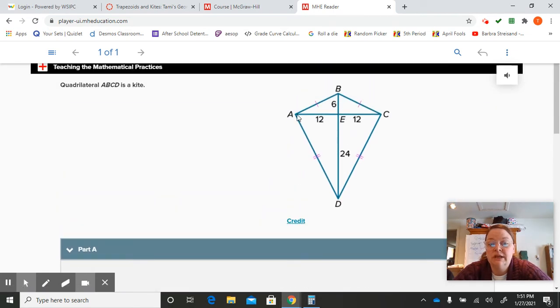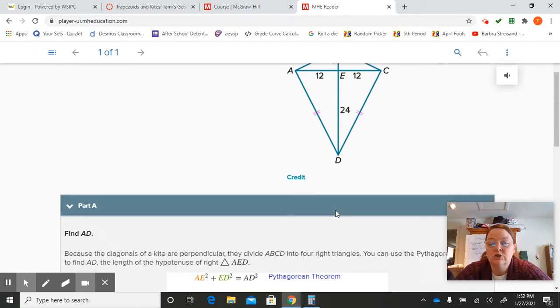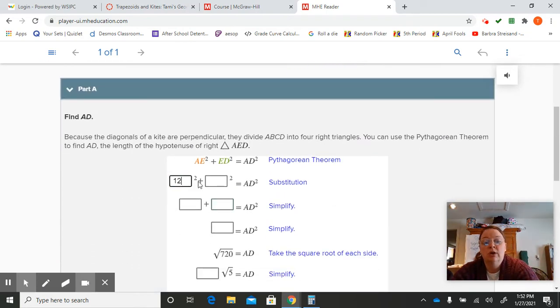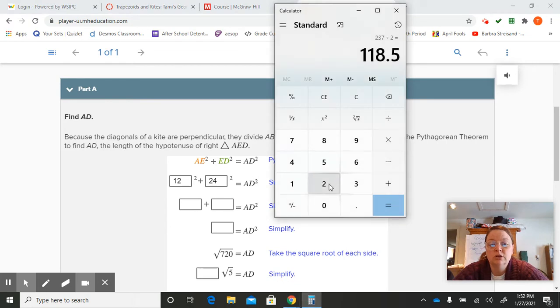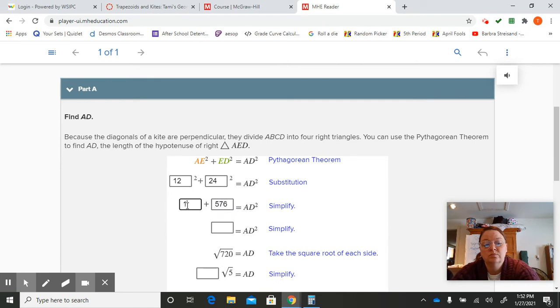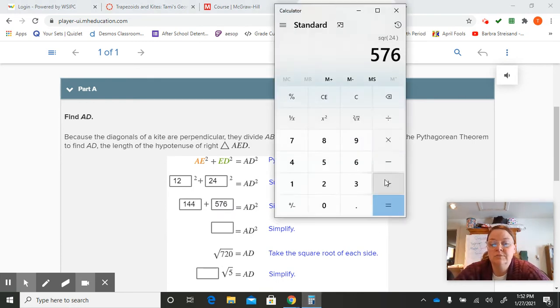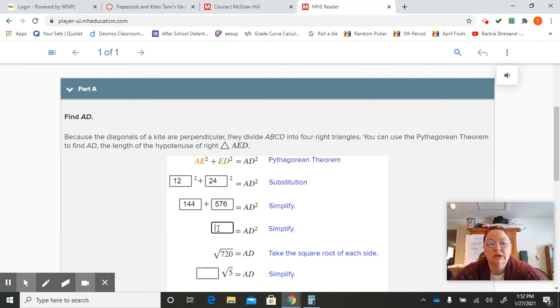So coming back up here, we said AE is 12 and DE is 24. So we're going to put in 12 and 24. Then we're going to square each of those. So 12 squared is 144. And 24 squared is 576. Then we're going to add them together. We get 720. And that is the length of AD squared.